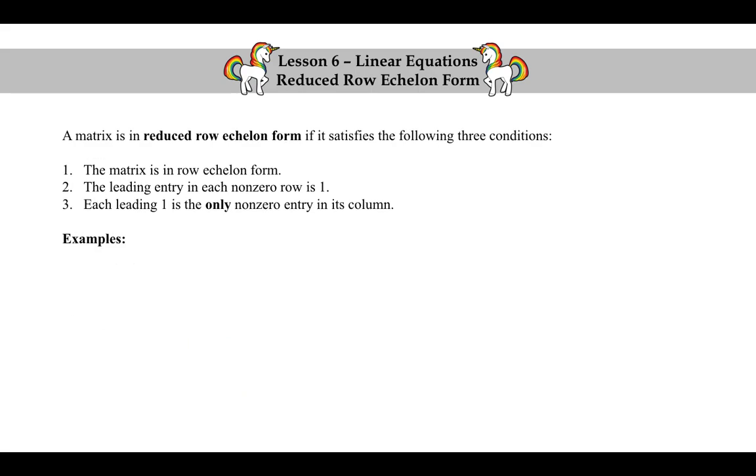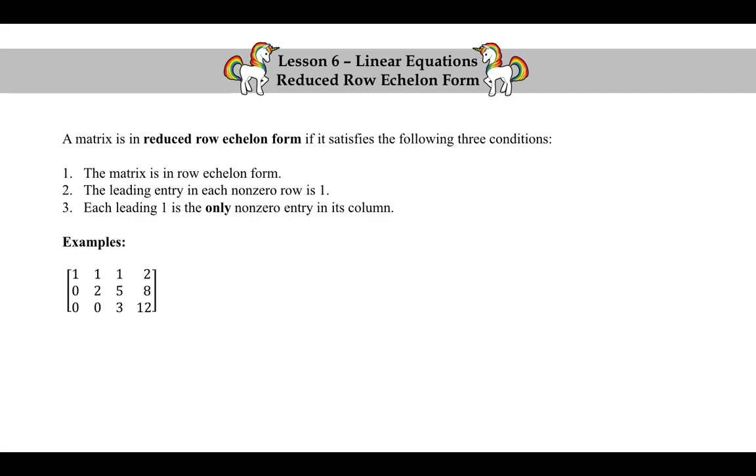Let's do another example. Here we have a matrix which is in row echelon form, but it's certainly not reduced. The leading entries are 1, 2, and 3, and above those second two leading entries of 2 and 3, we have some non-zero numbers. This time, let's go ahead and make those non-zero numbers above the leading entries into zeros, starting with column 2.